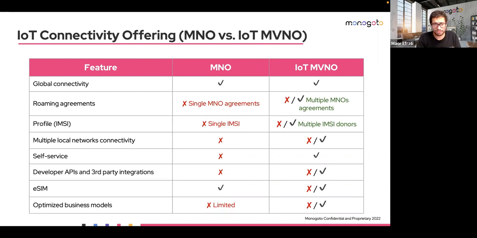And then eventually, optimized business models, or what we sometimes maybe won't like to call consumption-based pricing, pay once and forget, all kinds of business models that make sense for IoT and make less sense for the traditional operator, are also very, very important.